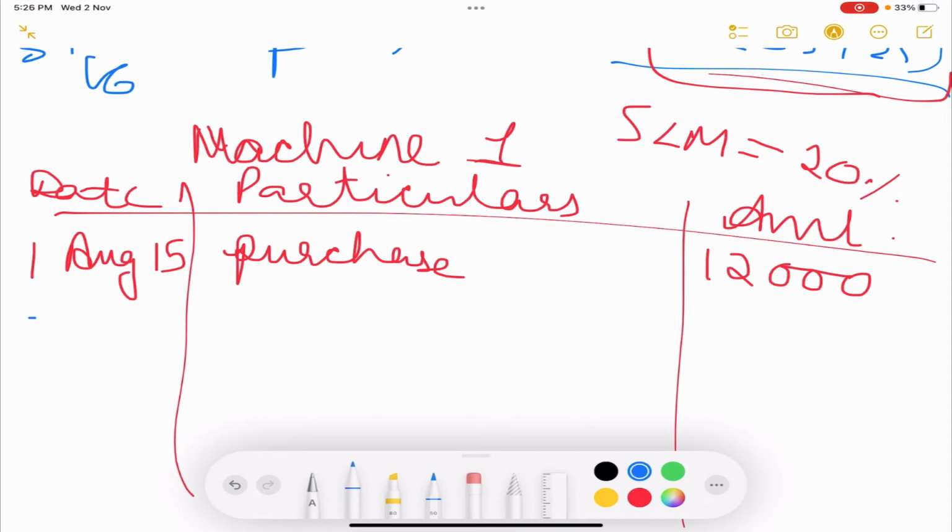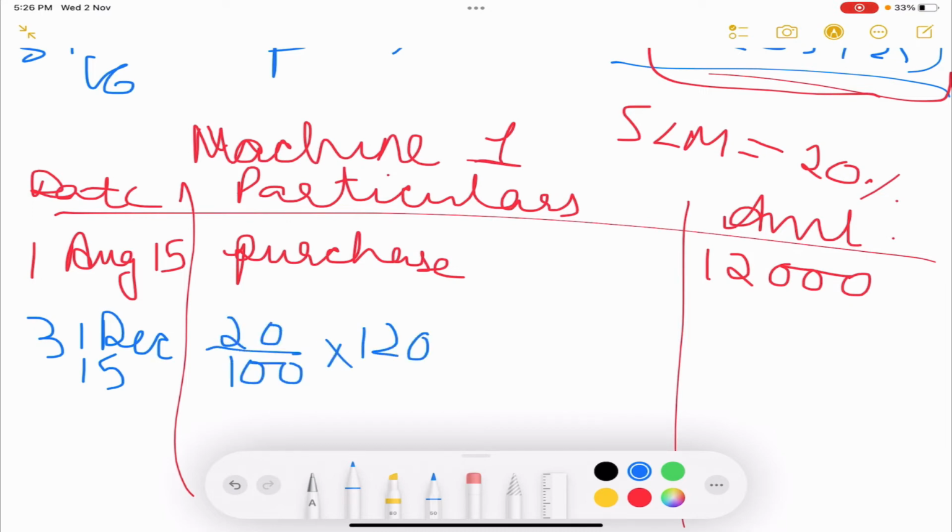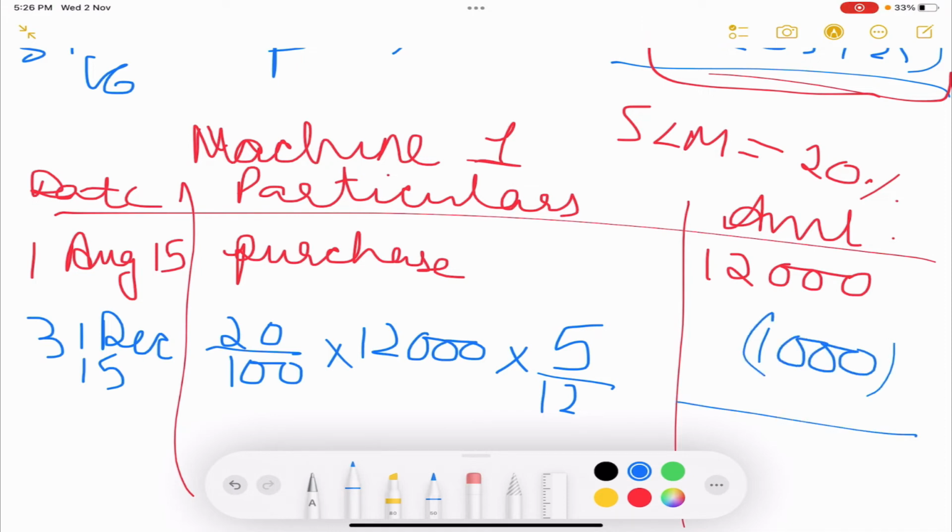And on 31st December 15 we need to find the depreciation. So the depreciation would be 20% of 12,000, right? But we have used it only for 5 months in the first year. We have discussed that. We bought it in August, so we have used it only for 5 months. 5 upon 12. So what is the depreciation? 1,000. What is the carrying amount now? 12,000 minus 1,000, which is 11,000.